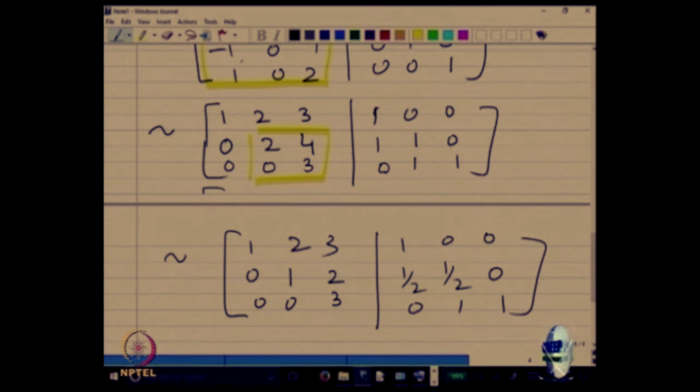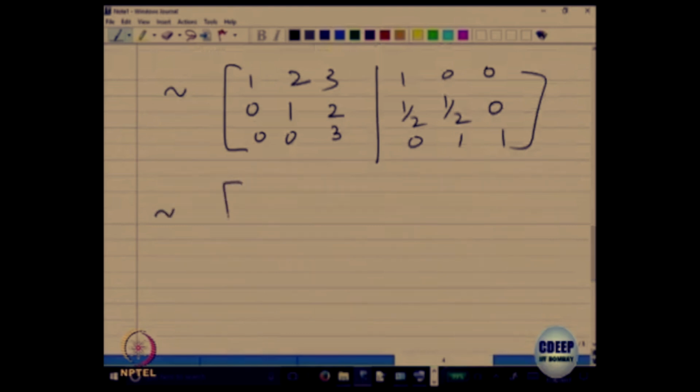Next step, I should make everything in that column equal to 0. So let us make that. That is equivalent to 1, 2, 3, 1, 0, 0. Okay, so what shall I be doing?